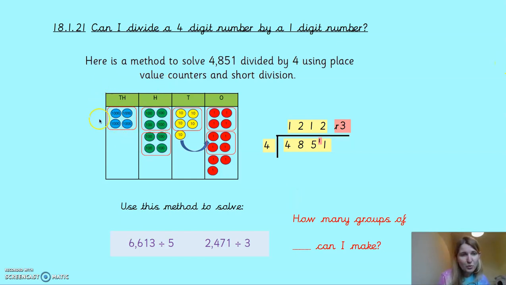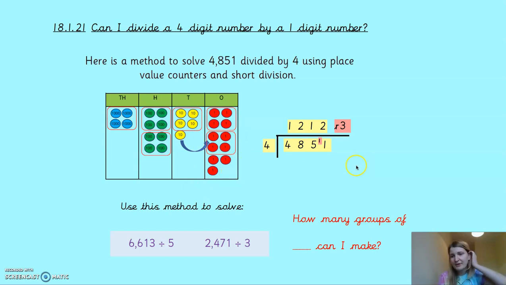So I've made one group of 4 in the thousands here. If I've got 800, I've been able to make 2 groups of 4 there. I've got 5 tens, so I've made one group of 4, and then I've got 1 ten left over, so that 10 turns into 10 ones, and that means I've now got 11 ones. I can make 2 groups of 4, and I'd have 3 left over.